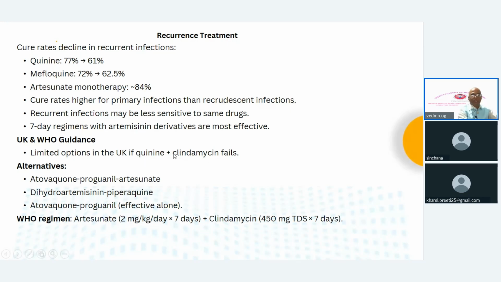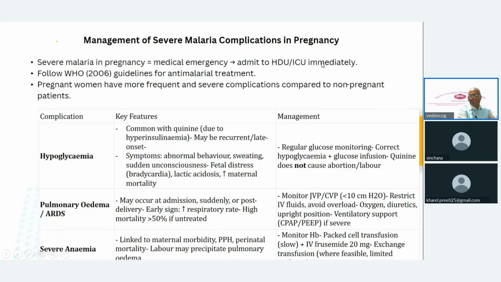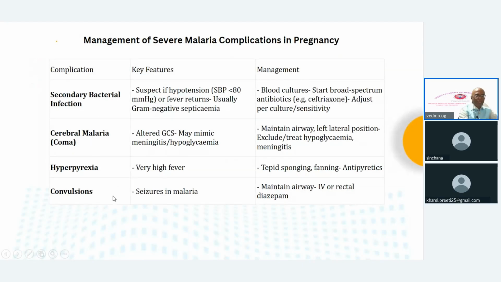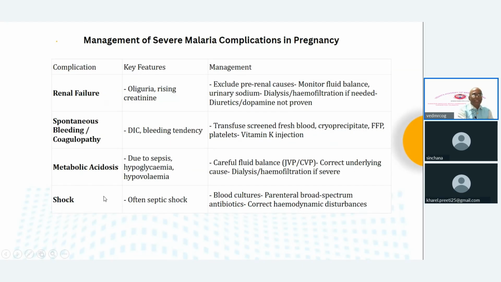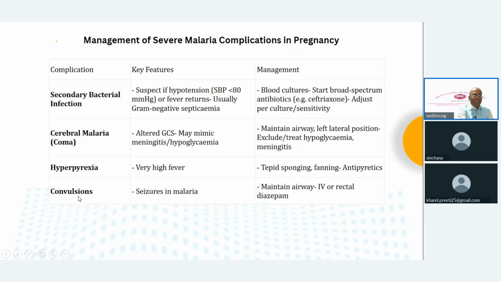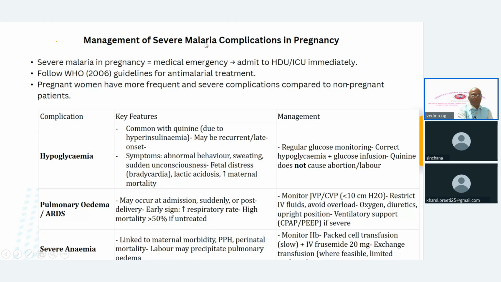Okay. So management of severe malaria complications. What are the complications that we should know? It can lead to hypoglycemia, pulmonary edema, severe anemia, secondary bacterial infections, cerebral malaria, hyperpyrexia, and convulsions. Other complications are renal failure, spontaneous bleeding, metabolic acidosis, shock. These are the complications which can happen during pregnancy. Because of severe malaria, these patients need ICU or HDU management, and we need to follow the WHO guideline. Regular glucose monitoring for detection of hypoglycemia, glucose infusion.